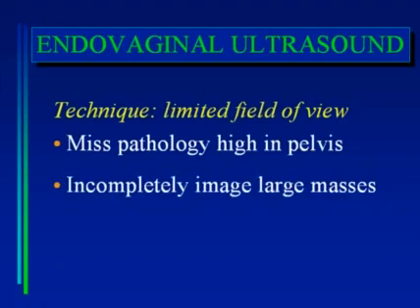But more important as a pitfall is that endovaginal ultrasound only provides a limited field of view. And as a result, it's possible to miss pathology high in the pelvis because it's beyond the field of view of the endovaginal probe. It's also possible to incompletely image a large mass, and if you don't image the margins of the mass, it's possible to not even perceive the mass exists.